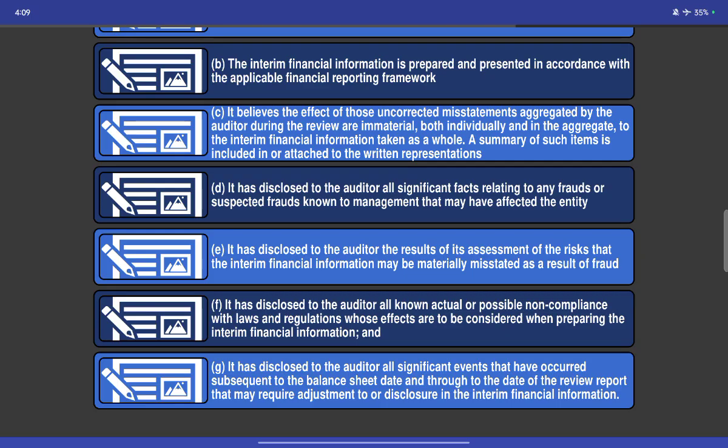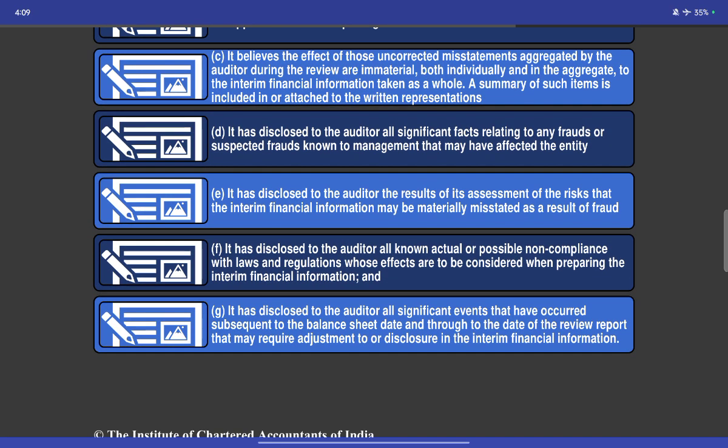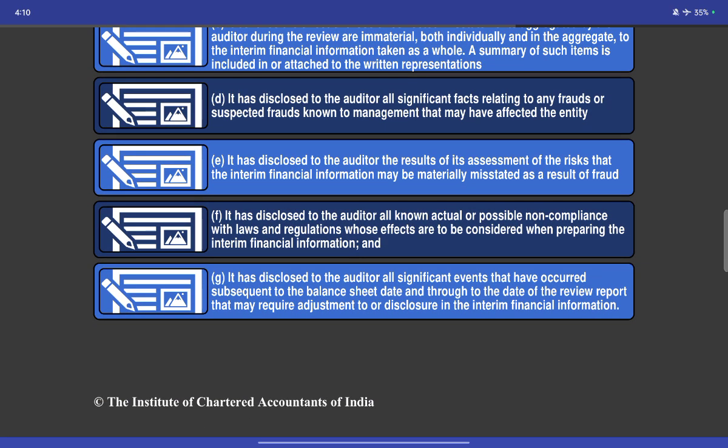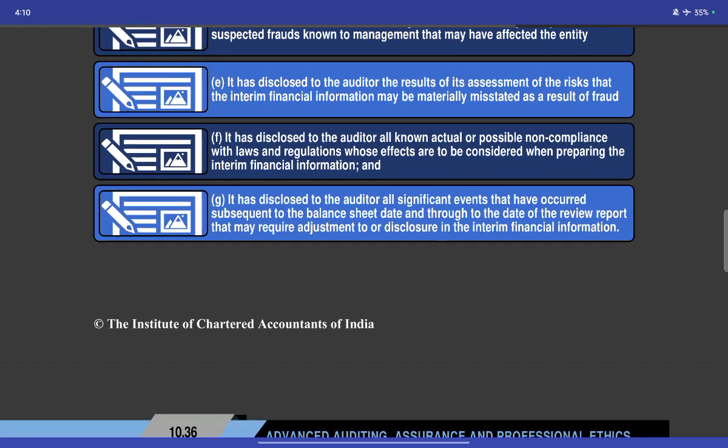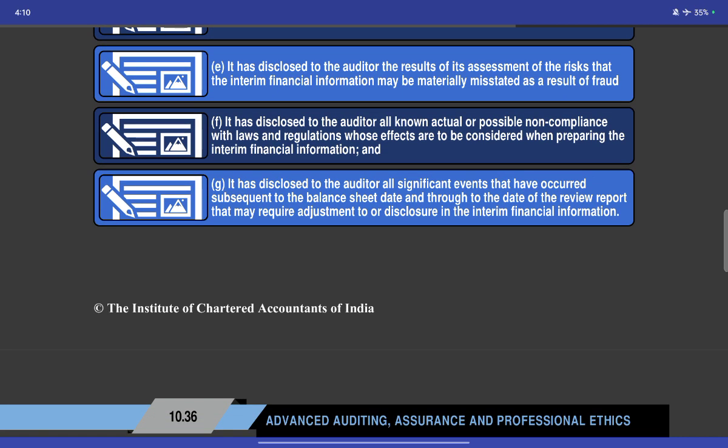Management has disclosed to the auditor all significant facts relating to any fraud or suspected fraud known to management that affects the entity. Management has disclosed to the auditor the results of its assessment of the risk that the interim financial information may be materially misstated as a result of fraud. It has disclosed to the auditor all known actual or possible non-compliance with laws and regulations whose effects should be considered when preparing the interim financial information.